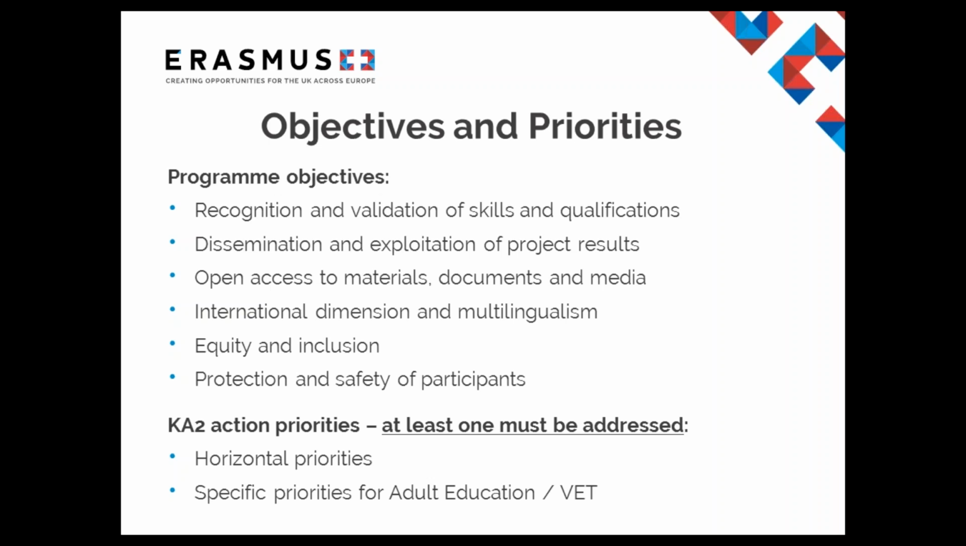In addition to the program objectives, in order to be funded, all strategic partnerships must address either at least one horizontal action priority for strategic partnerships, see pages 106 to 107 in the program guide, and/or at least one field-specific priority relevant to the field the application is being submitted under. VET or adult education, please see page 109 of the program guide. If you select a horizontal priority, it is still important to show how the chosen priority is relevant to the field you are applying under and how your project will deliver impacts in the chosen field.